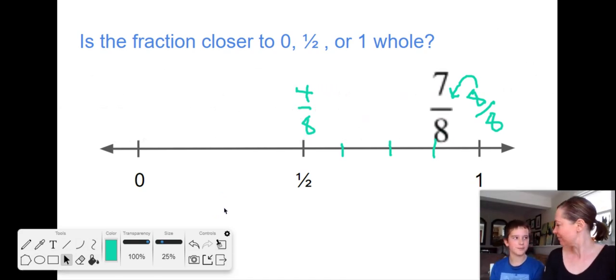Not bad, Dane. Thanks for your help. You're welcome. I can see that it's pretty close to 1 there.